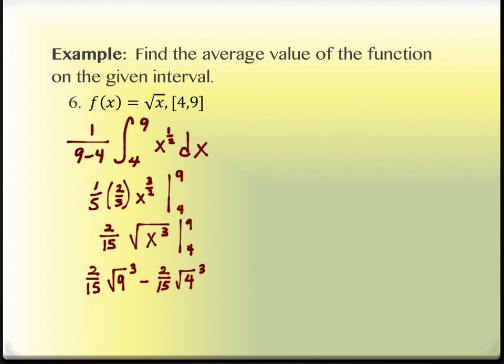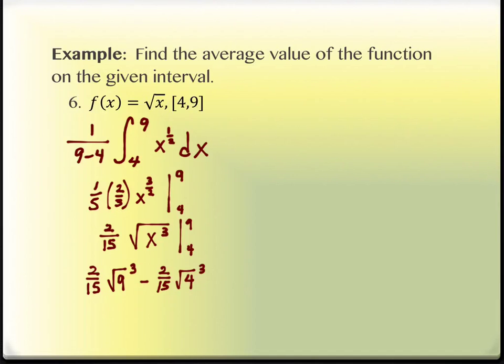Wait, why is the cube on the outside? It doesn't matter. The order of operations goes the same way because they're both exponents. The radical is an exponent and the cubing is an exponent. In some cases, it's more convenient to cube first. In this case, it's actually easier to square root first because the numbers will stay smaller.